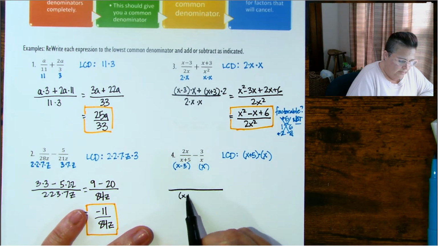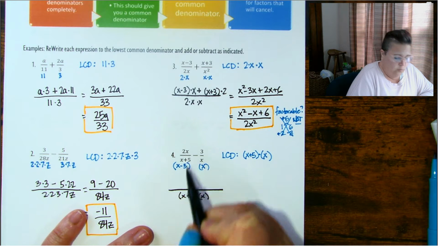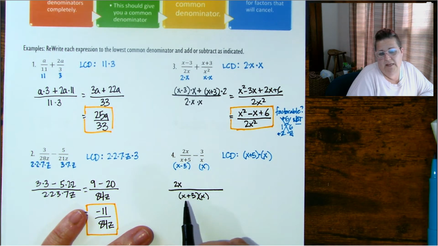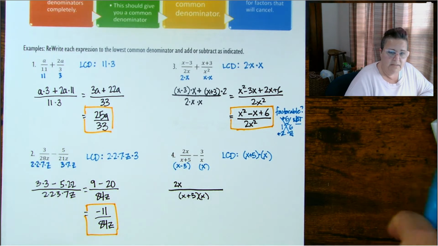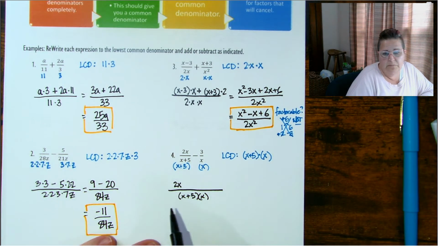We're going to do x plus 5 over x. My first numerator is 2x. I want to build it to look like x plus 5. I'm sorry, x minus 5. No, it's plus. Okay, so I thought that should be a plus. There we go. X plus 5x.